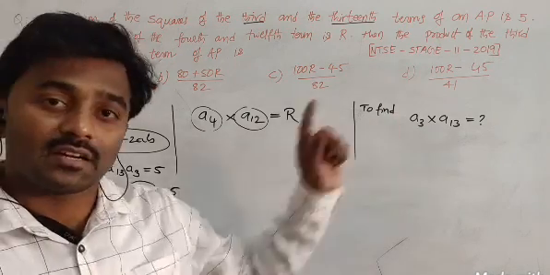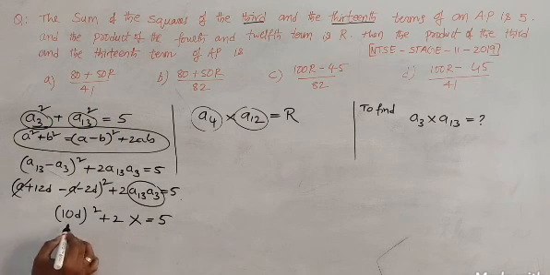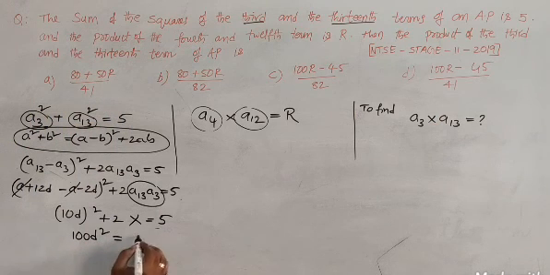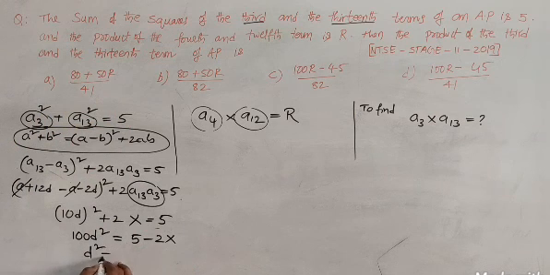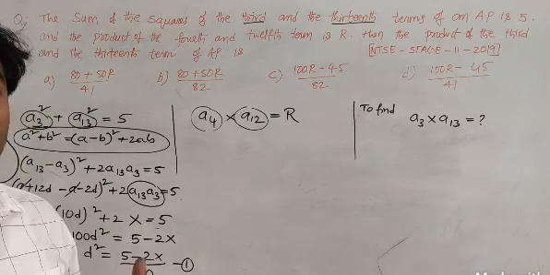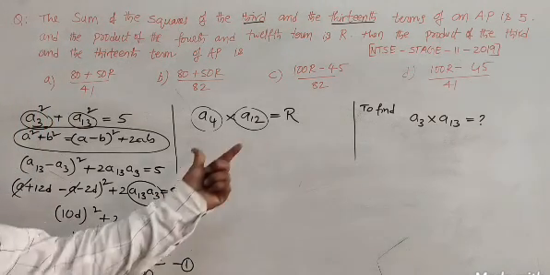So let us take this as x is equal to 5. So 100D square is equal to 5 minus 2x. D square is equal to 5 minus 2x by 100. This we can take as equation 1. We are going to use this next. It will be useful in solving this.